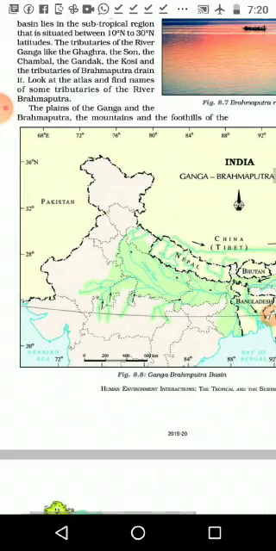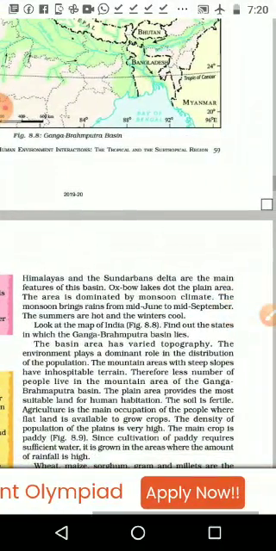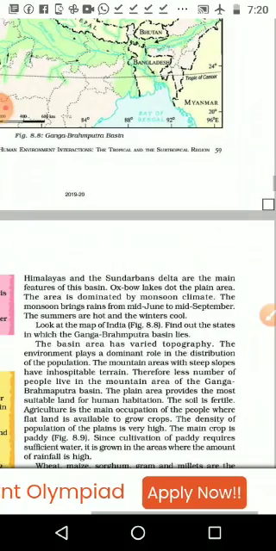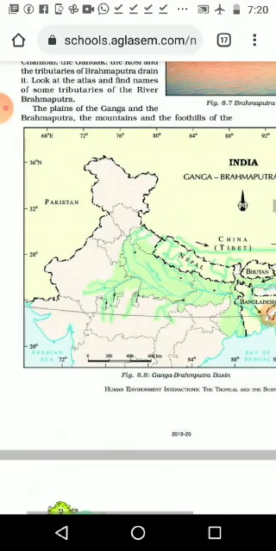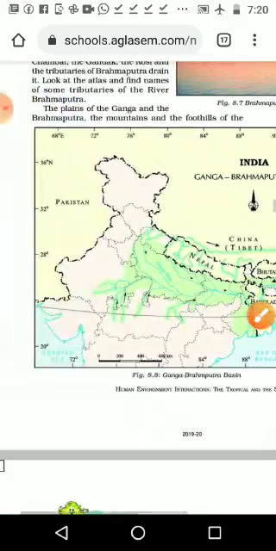Then the plains of Ganga and Brahmaputra, the mountains and the foothills of the Himalaya, and the Sundarbans delta are the main features of this basin. So not only one type, we can see different types of physical features here. First, the plain area, which is made with the help of the Brahmaputra and Ganga rivers. Then mountains are there. When it is coming to the northeastern side, we can see small hills, and they also help to give water to the Brahmaputra river.